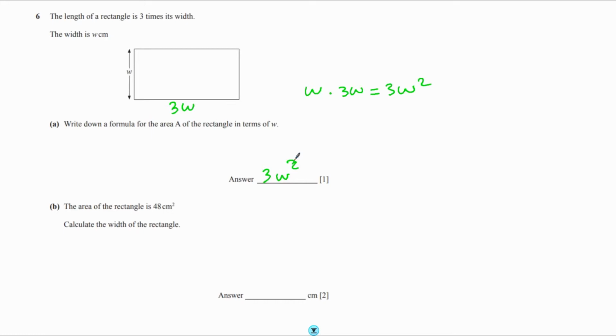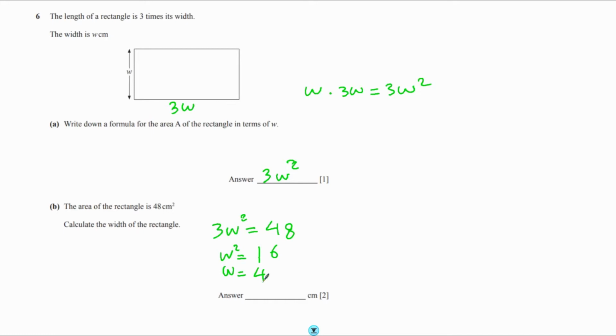The area of the rectangle is 48 centimeters squared. Calculate the width of the rectangle. So we know that the area is 48 centimeters squared, and we also know that algebraically the area was 3W squared. So we're going to say 3W squared equals 48. Dividing both sides by 3, W squared would be equal to 16, because 48 divided by 3 is 16. And W from here would be 4, the square root of 16.